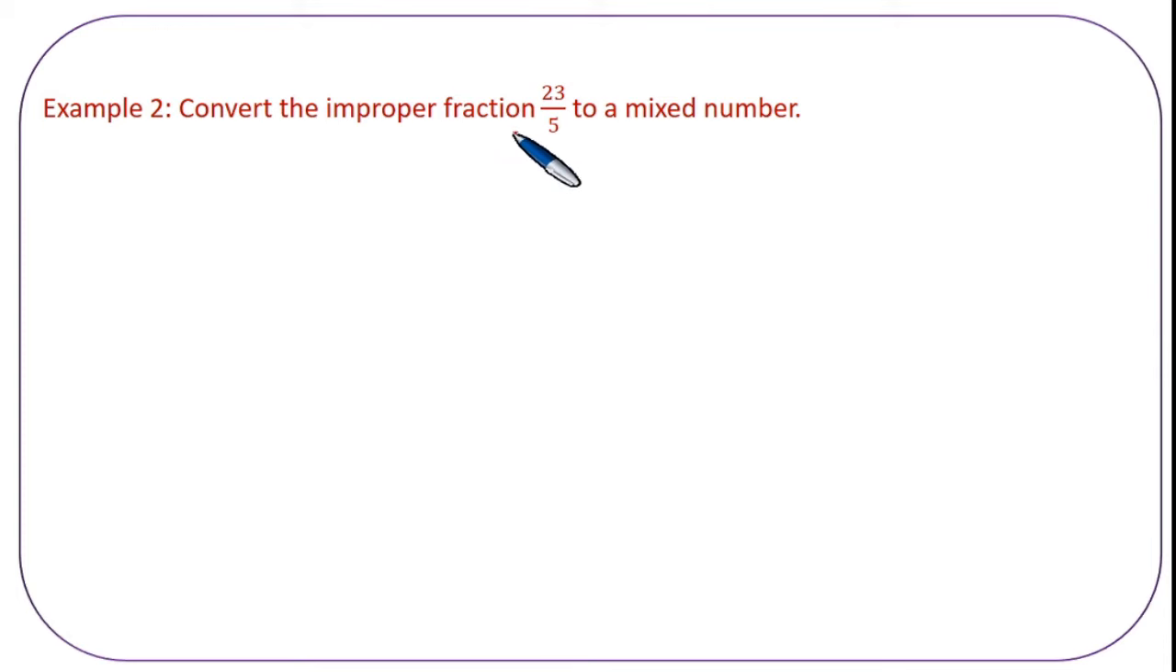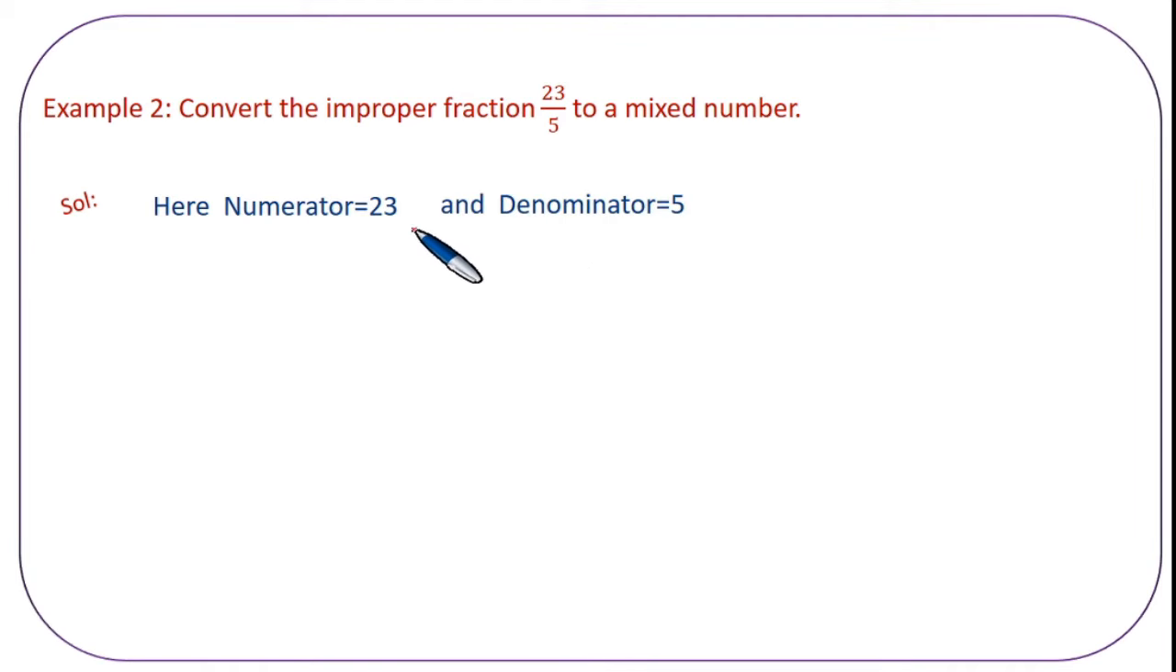Convert the improper fraction 23 over 5 to a mixed number. Let me see here. The numerator is 23 and the denominator is 5. The numerator is greater than the denominator, so it is an improper fraction. For this we need to divide.